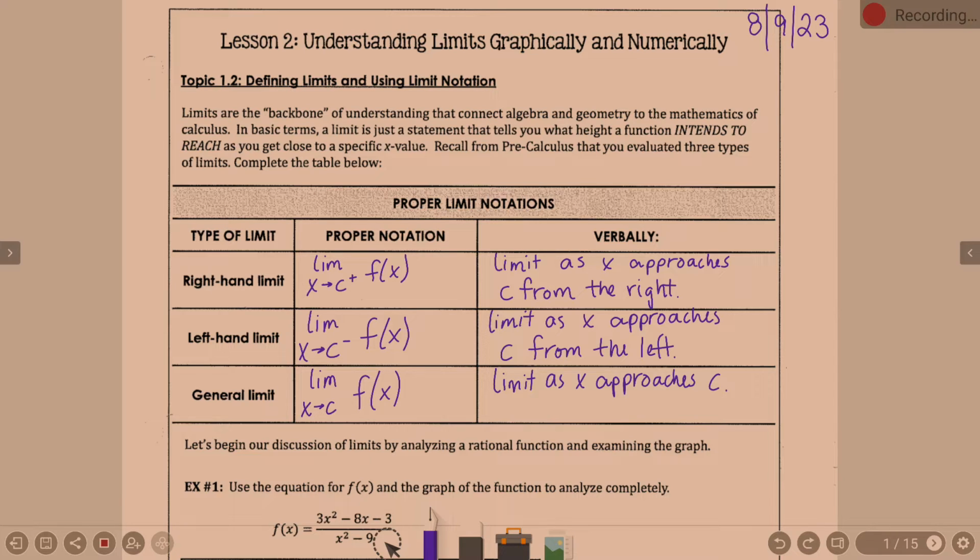And part of what we're going to do, part of the reason some of these notes do go really quick, is we're just examining some of these limits. So some things will go quicker than others for sure. Okay, get what you need from there, and then we'll look down at example 1. We're going to analyze a rational function and examine the graph here.